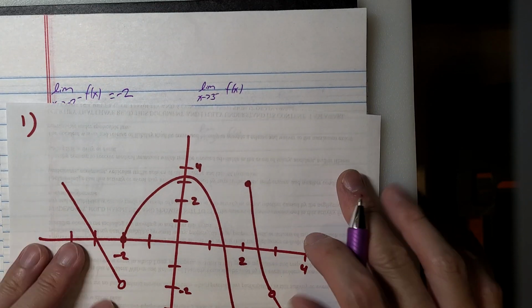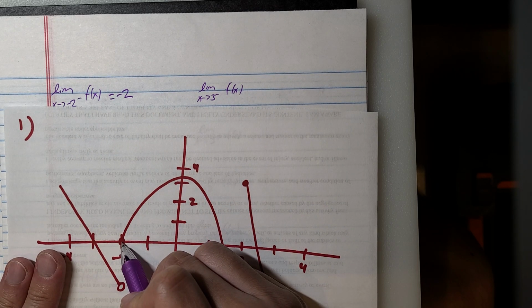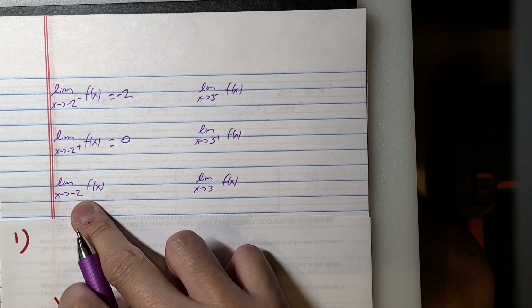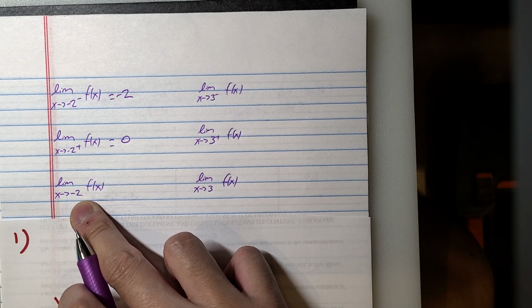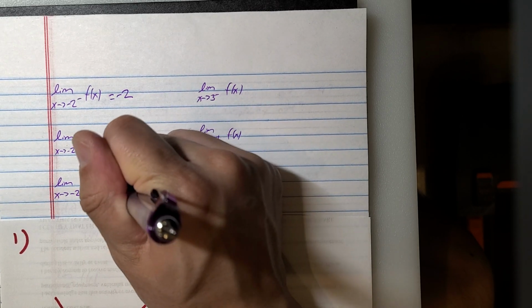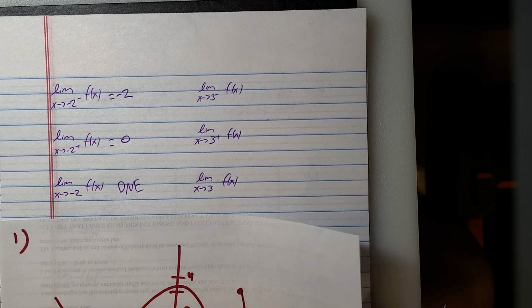Minus 2 from the right. We approach minus 2 from the right. It goes to this point here, which is 0. And when we take the limit from both sides, well, we see the limit from the left does not equal the limit from the right. This guy does not exist. Okay?